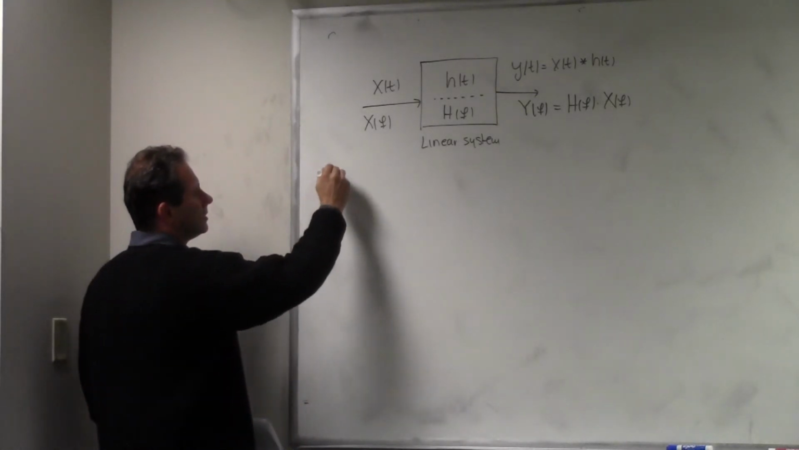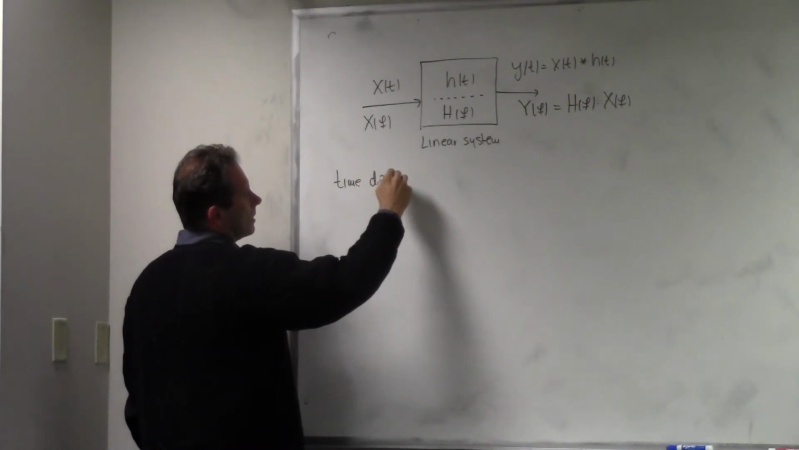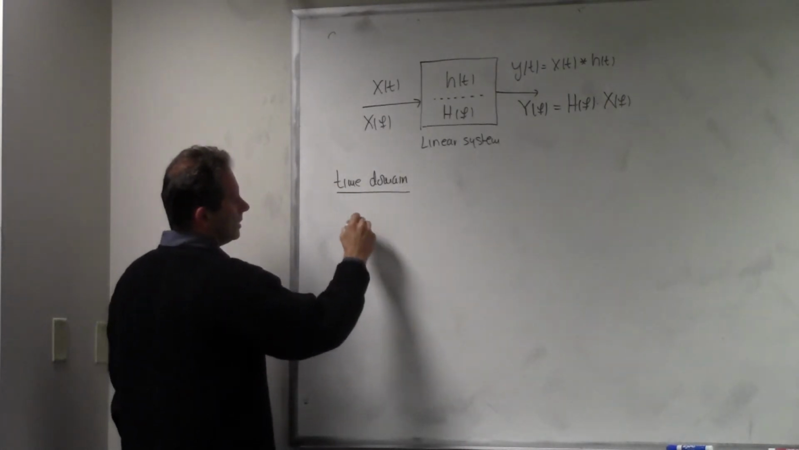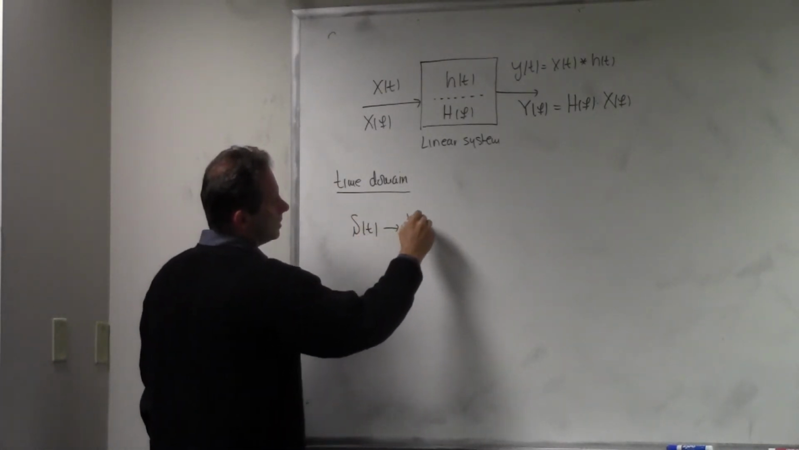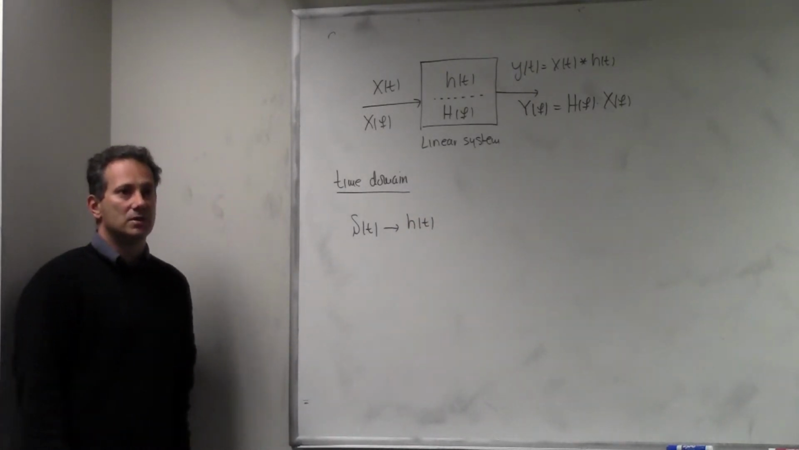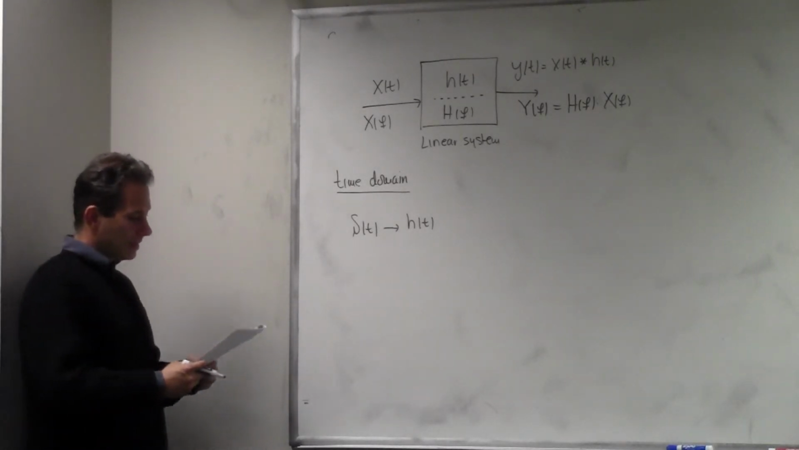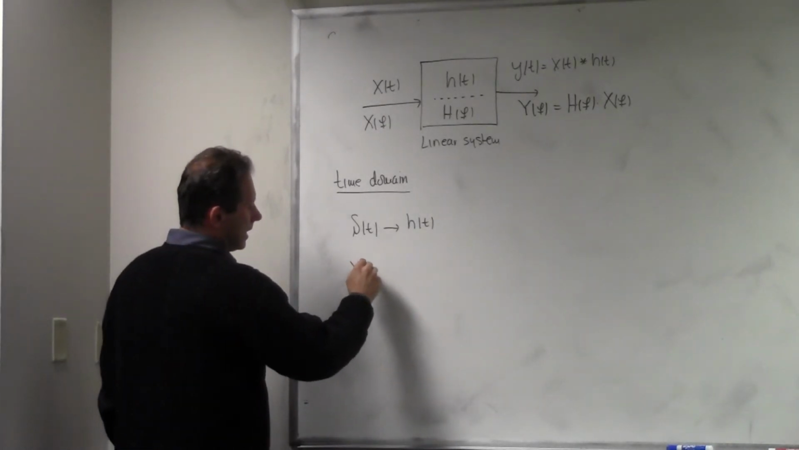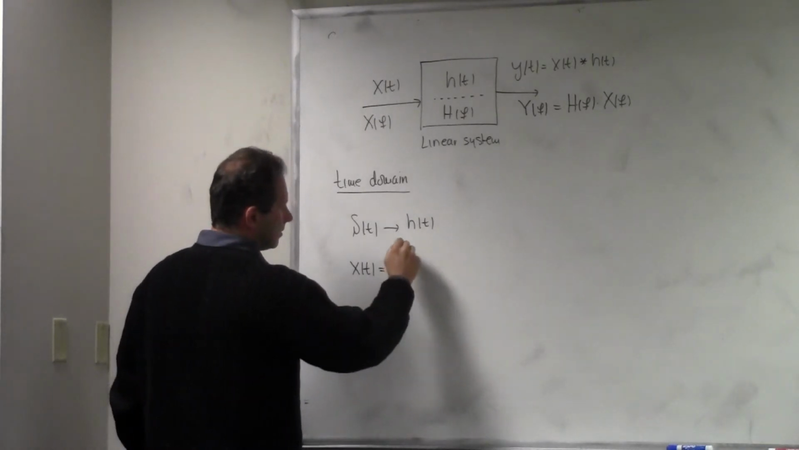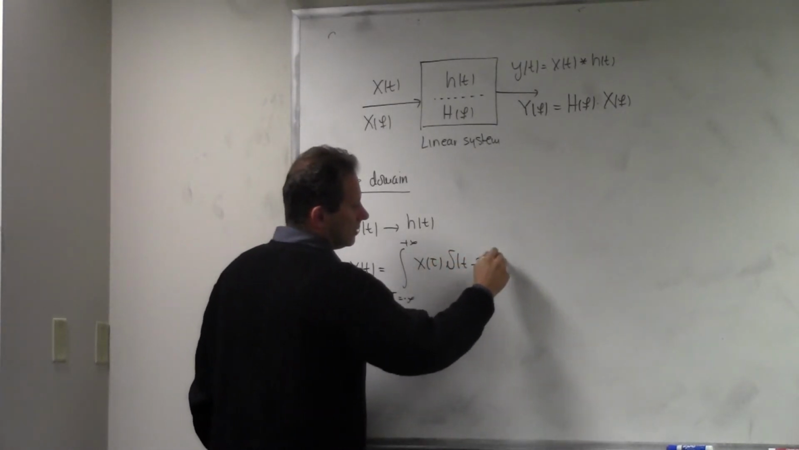Now let's take a little bit more in-depth look. So, time domain. Here's our understanding of it. Delta of t produces h of t. Right? If I hit this linear system with a delta pulse, what will come out of the system as a result of this delta pulse is going to be the impulse response, h of t. Now, x of t, my input, I can decompose as the integral, when tau goes from minus infinity to plus infinity, of x of tau, delta of t minus tau, d tau.